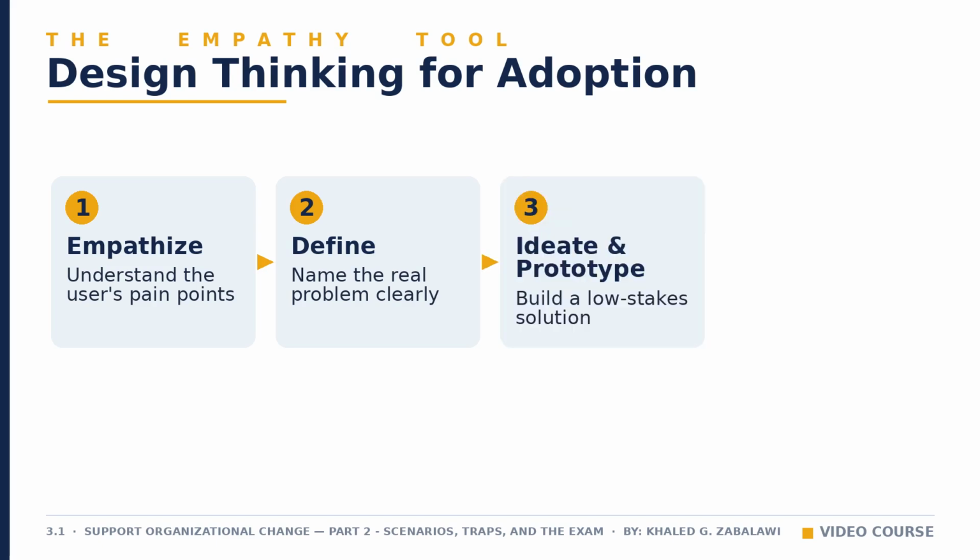Then you ideate and prototype. For example, building a sandbox training environment where mistakes carry no real consequence. The goal is a small, testable solution aimed squarely at the fear you just named, not a generic course. Finally, you test whether the solution actually reduces anxiety, not just whether people can technically use the system. If the fear persists, you loop back. Design thinking is iterative, and the first prototype rarely gets it exactly right.